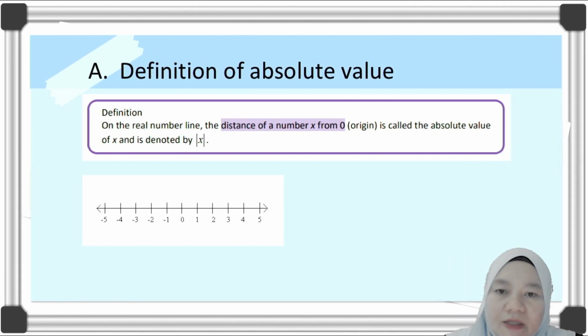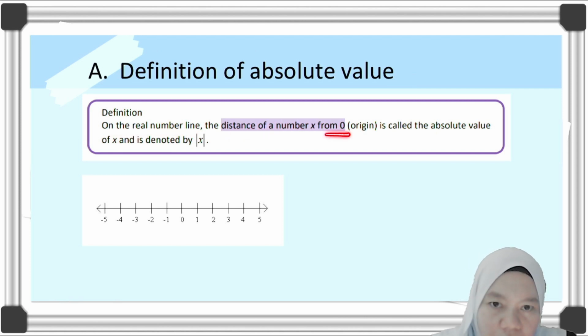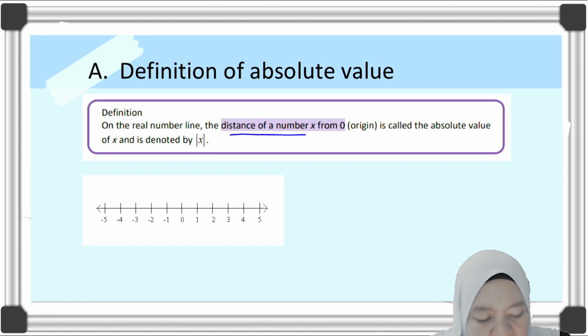Alright, so now we look at the definition of absolute value. So what is absolute value? On the real number line, the distance of a number x from O, the origin, is called the absolute value of x and denoted by |x|. Right? So, contohnya, apa maksudnya kat sini? Maksudnya di sini ialah absolute value of x ialah jarak of a number x from the origin, daripada origin.